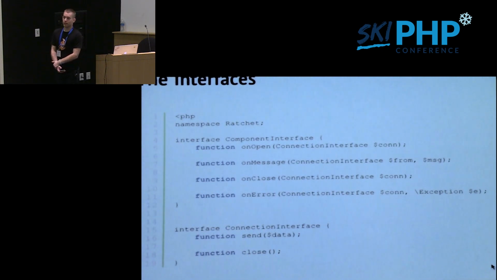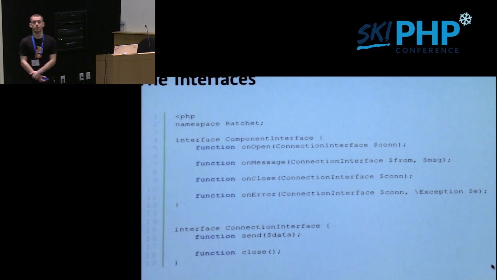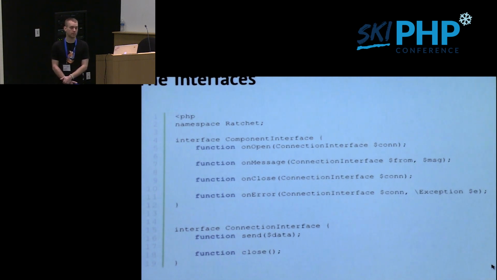So Ratchet has a few interfaces, but the 2 primary interfaces that you would use most are component interface and connection interface. Actually, that should say message component interface. Copy, paste, fail. So onOpen, message, close, and error. Each of these are events that are triggered. So when you make something, your class would implement this interface. And a connection interface is passed, which is the bottom below.